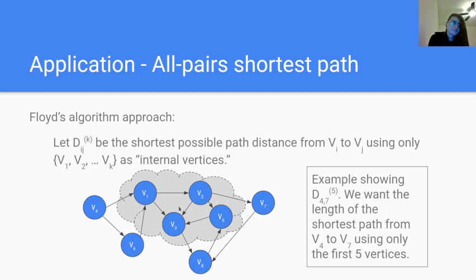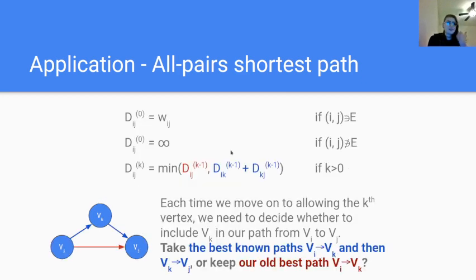All right. So d sub ij, k, is the shortest possible path distance from i to j, using only the first k vertices. All right, so this is the actual recurrence that we're going to be using. The base case, there are two of them, is very simple.